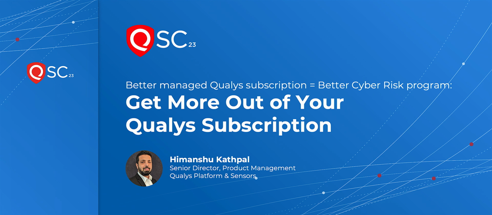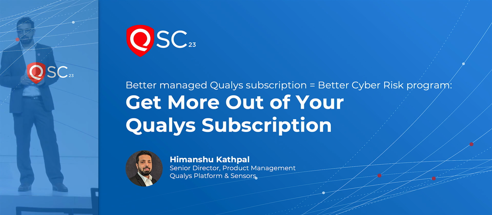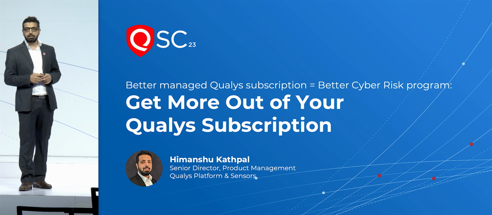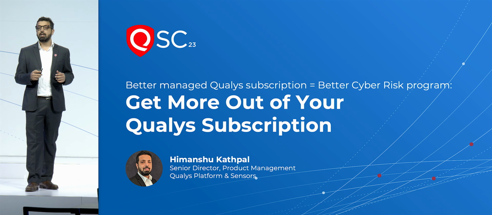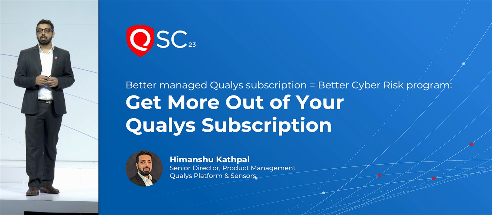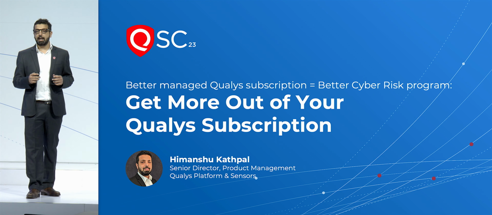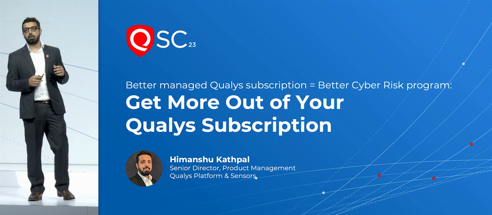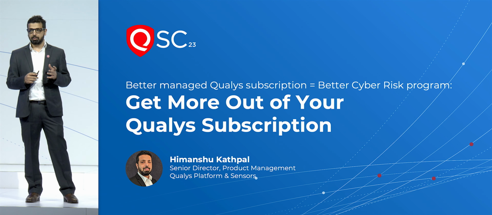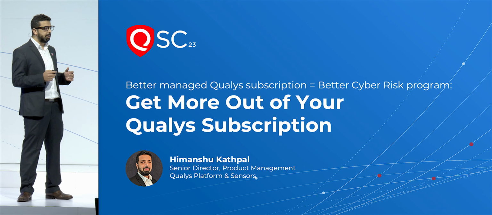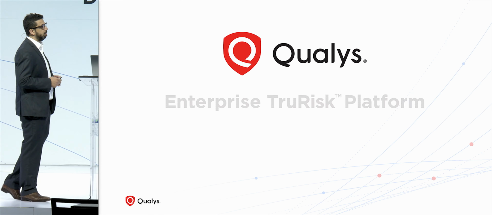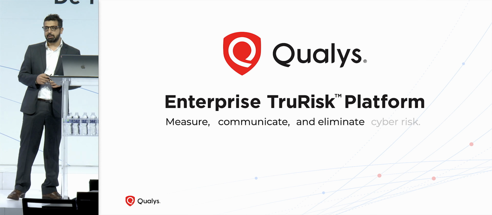Yesterday, in some awesome sessions, you heard from Sumed and Shailesh and my peers how the Qualys Enterprise TruRisk Platform helps you to measure unified and quantified risk, communicate the right data to the right people at the right time, and go from risk enumeration to risk elimination. The key to all of that depends on how well you are leveraging the Qualys Enterprise Risk platform.